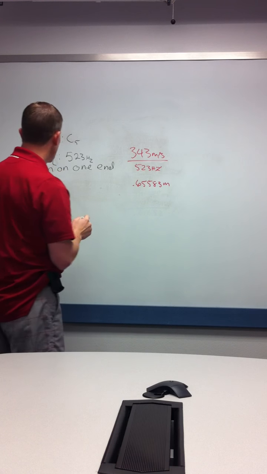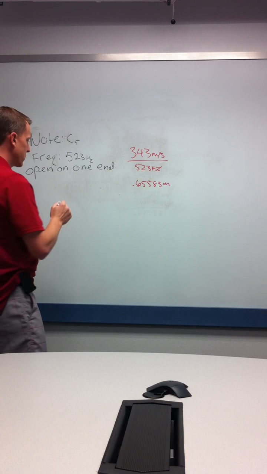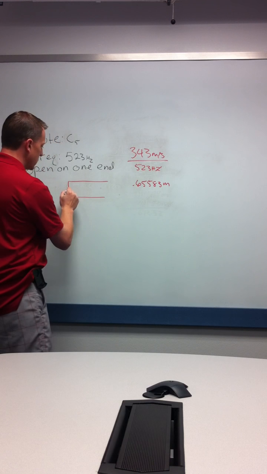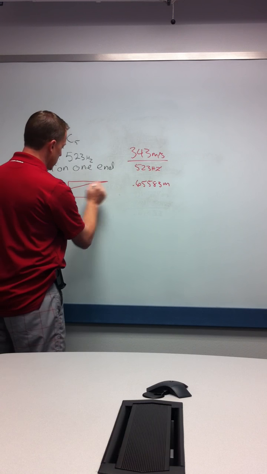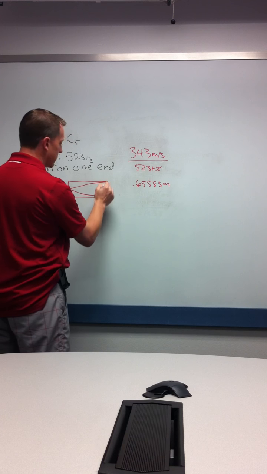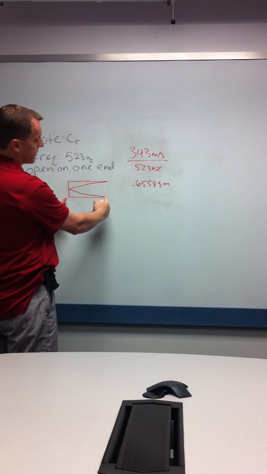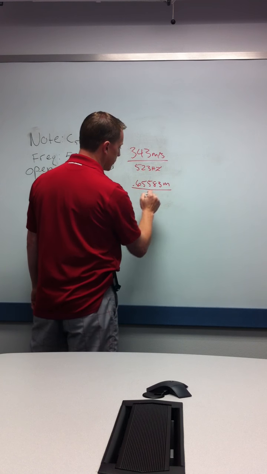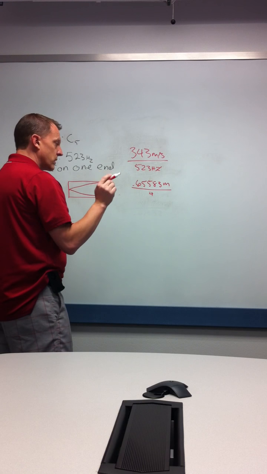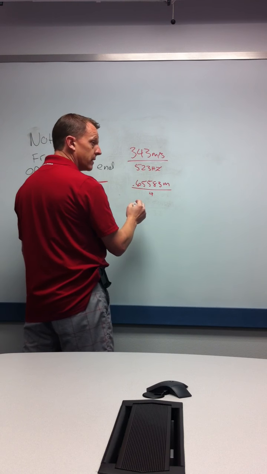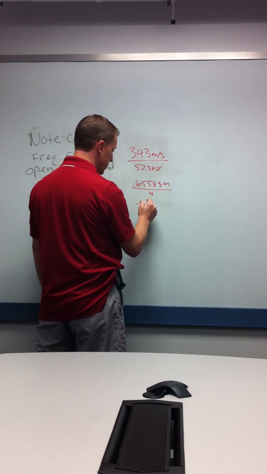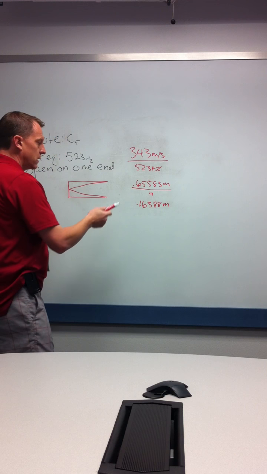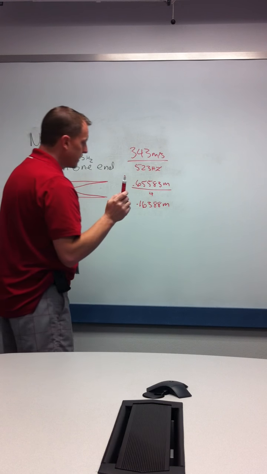Now, it's important to know that it is open on one end versus two ends, because if we look at how a wave is generated inside the tube, you have one node at the bottom and an antinode at the top. So really, when you look at this, this is only a quarter of the wavelength. So what we do is we take this number and we divide by 4. When we do that, we get a net of 0.16388 meters.